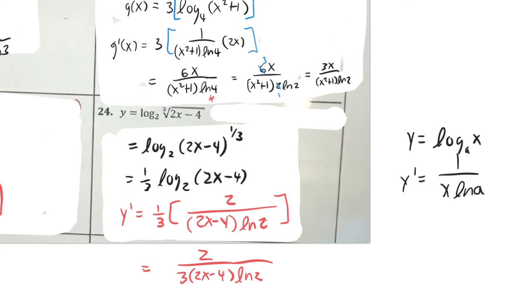However, there is the GCF of 2 that could be taken out of 2x minus 4. So really, this whole thing could be rewritten as 3 times 2 times x minus 2 times ln of 2. And therefore, the 2's could cancel. And then we have 1 over 3 times x minus 2 times ln of 2. So that should be the final answer.